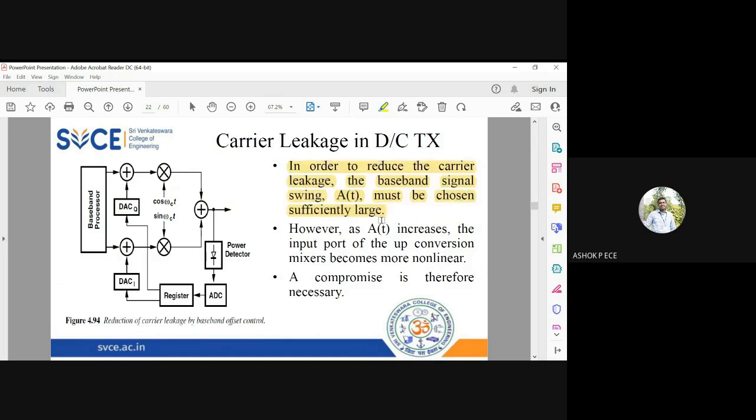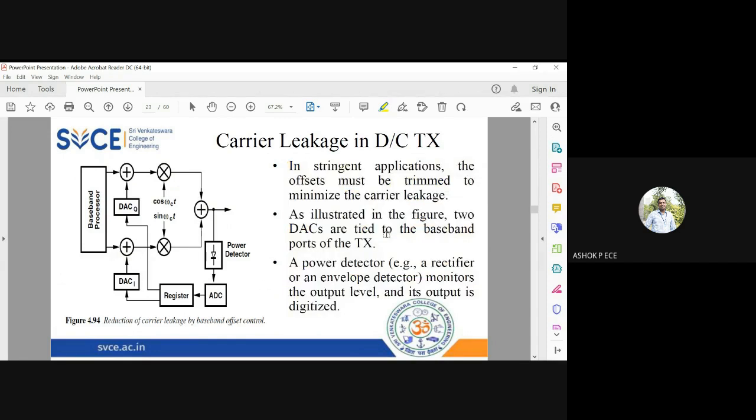So as A of T increases, the input of the up conversion mixer becomes non-linear. Therefore, a compromise is necessary. Similarly, you have two DACs tied to a transmitter. So I am connecting the two DACs to transmit. The power detector will monitor the output power, and it is digitized and given to the DACs. And the baseband processor will have its own readings, and both will be compared.